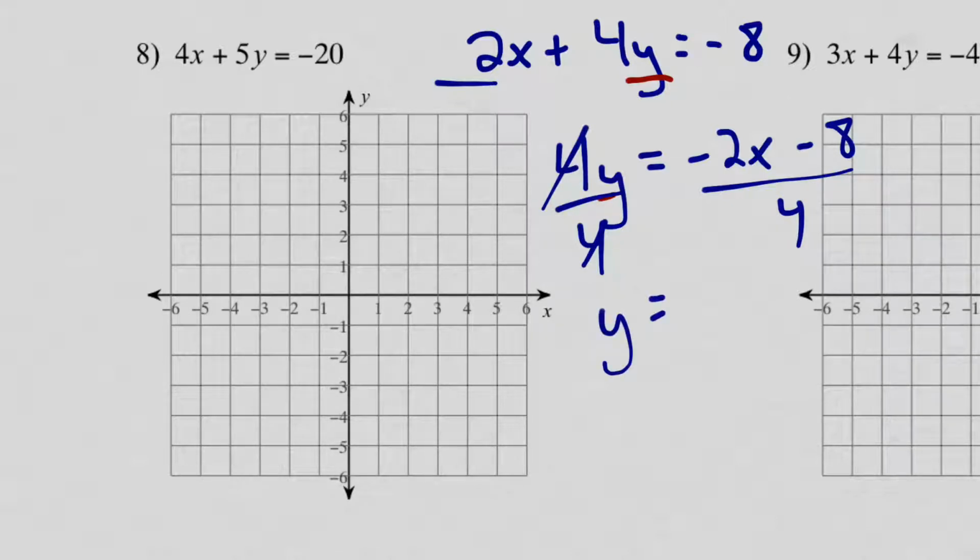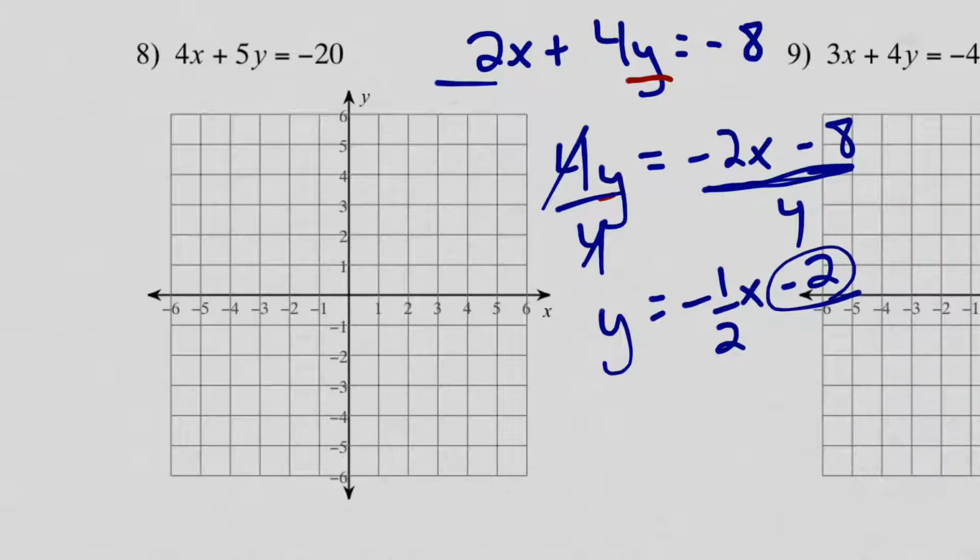On the right-hand side here, both the negative 2x and the negative 8 have to be divided by 4 because the 4 is affecting both terms. So negative 2 over 4 gets me minus 1 over 2x when I reduce it, right? 2/4 reduced down is a half, and that's what belongs to the x value. And negative 8 over 4 should be negative 2. So there's the equation of my line. Y is equal to negative a half x minus 2.